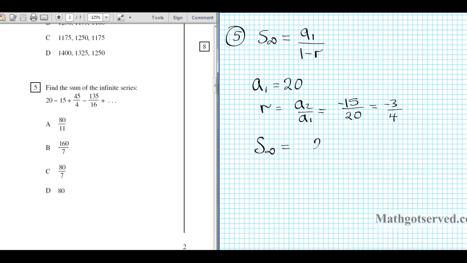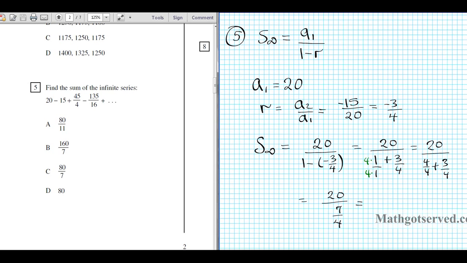So S of infinity is going to be 20 over 1 minus negative 3 over 4. Okay, so it's going to become 20 over 1 plus 3 over 4, because minus times minus is a plus. Express this as a fraction, multiply by 4 top and bottom. Then you're going to have 20 divided by 4 over 4 plus 3 over 4. So we have 20 divided by 7 over 4. Now multiply the numerator by the reciprocal of the denominator, times 4 over 7. Multiplying across, your final answer will be 80 over 7. So the answer is option letter C for number 5.